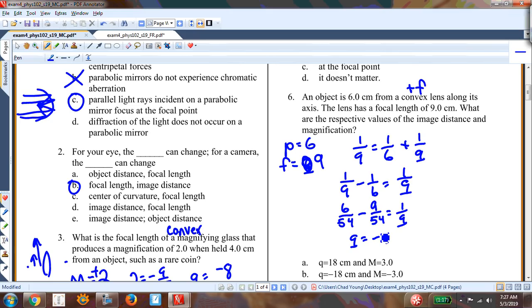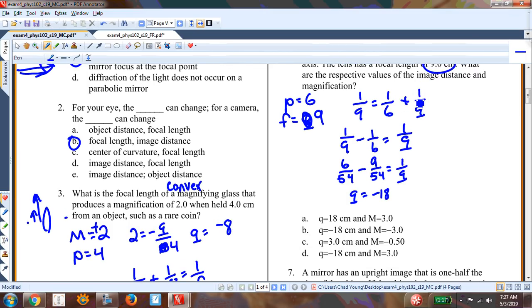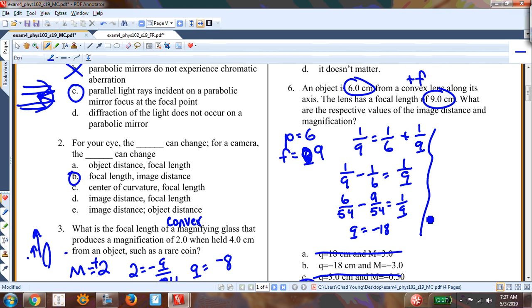Let's see, is that okay with what I'm thinking? Yeah, notice that my object distance is inside my focal point. So that tells me that it's going to be a virtual image. In fact, knowing that, I could get rid of these. If it's a virtual image, it has to be upright. So D has to be the right answer. But let's just go ahead and do that. I didn't really need to do this, did I?